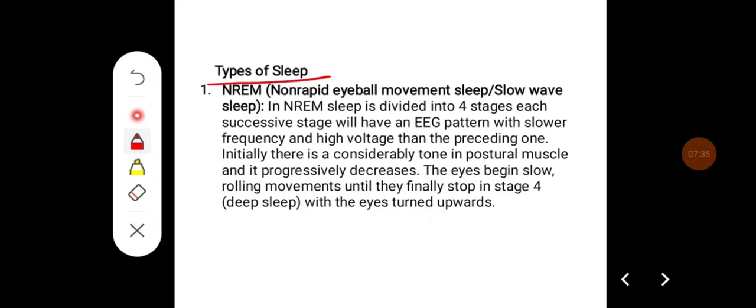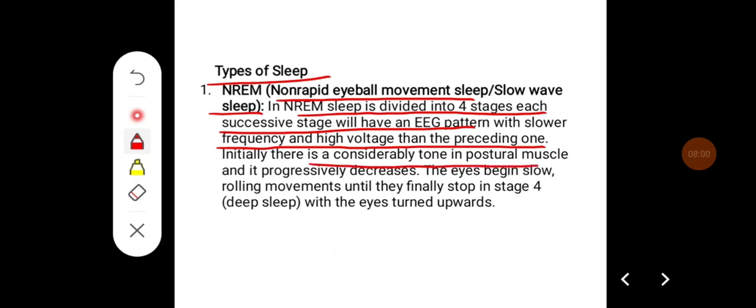There are different types of sleep. They are categorized into the NREM type and REM type. NREM is non-rapid eye movement sleep or slow wave sleep. NREM sleep is divided again into 4 stages. Each successive stage will have an EEG pattern with a slower frequency and higher voltage than the preceding one.